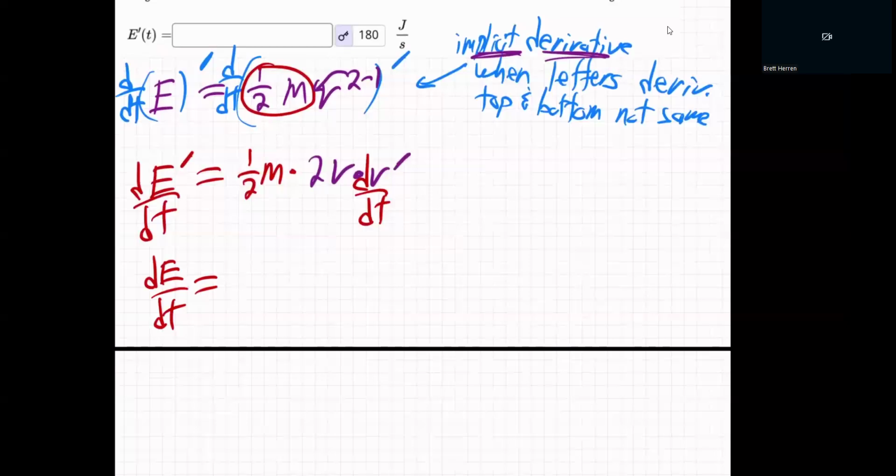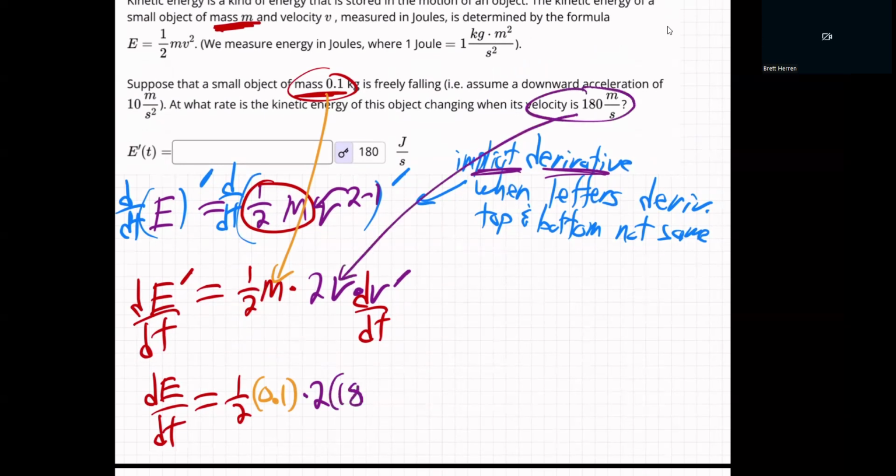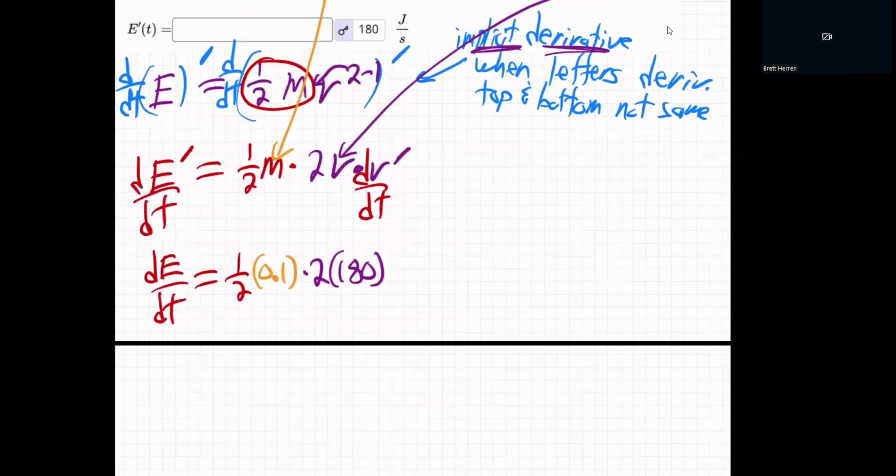So it's a half. Now it's time to plug in m. I think the mass is 0.1. Put that in right there, times 2v, velocity. They gave us that somewhere right here. Velocity is 180. Boom, right there, 180. Now here's one of the trickier parts. What in the world is dv/dt?